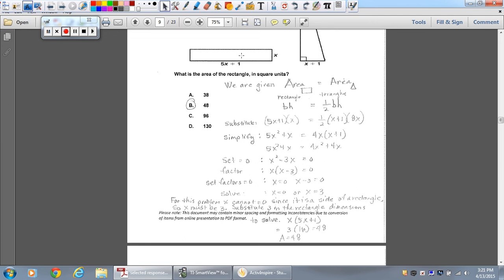So here's my rectangle. Since one side is x, I know my answer can't be 0 because that's the side of a rectangle. So it has to be something. So I can get rid of 0. My x value must be 3. So now I know it's a 3 by, and when I plug in that 3 there, I know it's a 3 by 16 rectangle, which is 48. So that's why the answer is B.